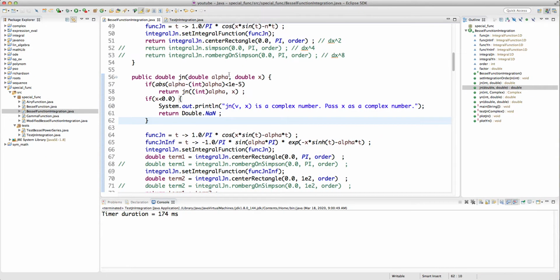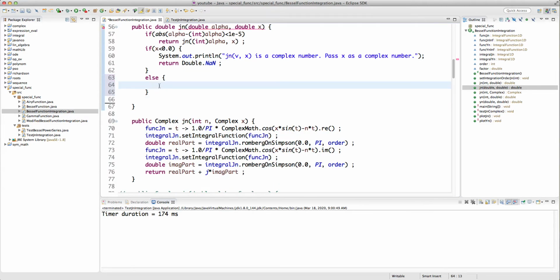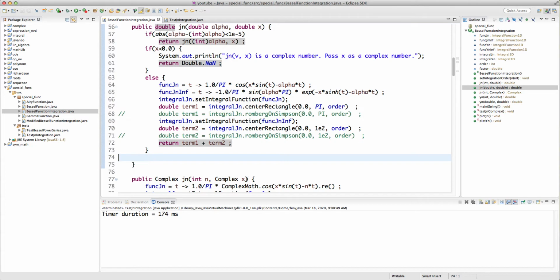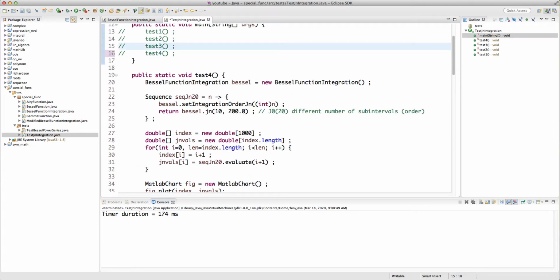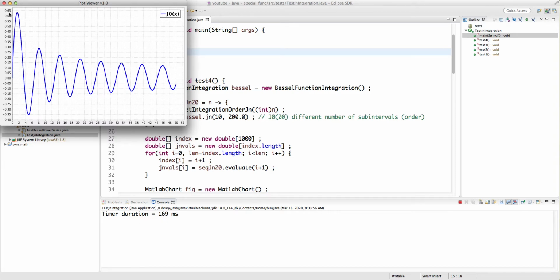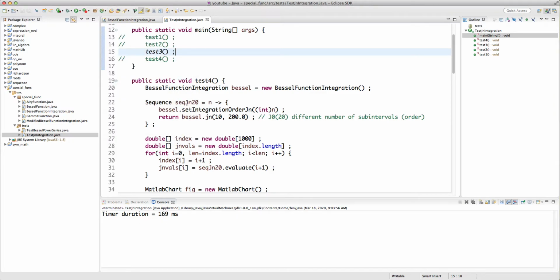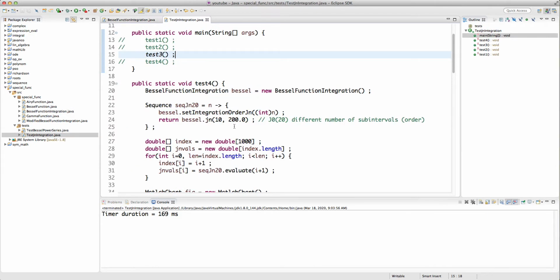All right, so we put an else statement here and put all this stuff in the x. All right, and again, double check our test value works. The speed of calculation is relatively good, 169. We definitely do not need higher, more accurate integration like Simpson or Romberg.